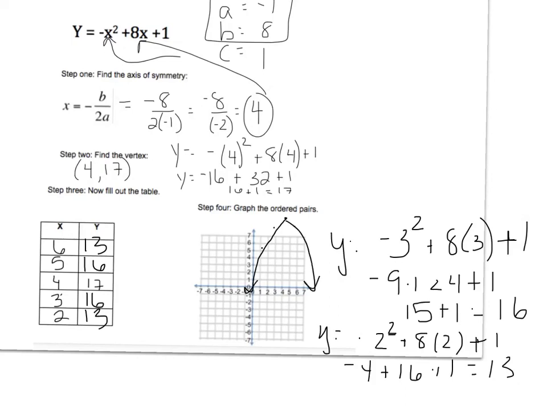And the way to tell whether or not it's going to be a frowny face or a happy face, you look at the value in front of x squared. If it's negative, it's a frowning face. If it's positive, it's a happy face. That's it with graphing.